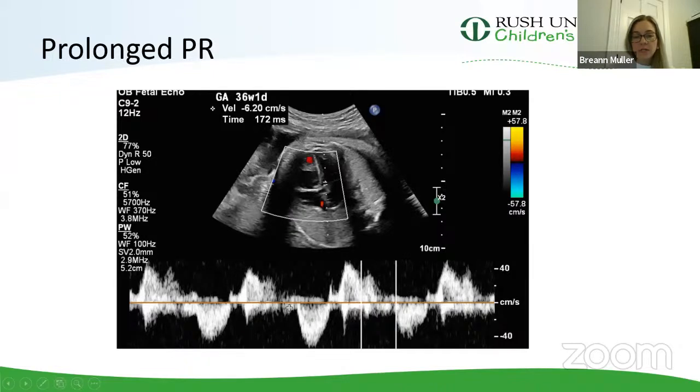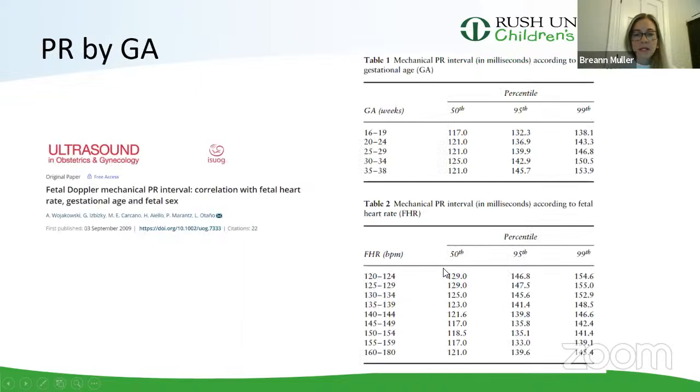This is a different patient at 36 weeks, who was on treatment for fetal SVT. Mom was getting treatment, and the fetus was developing a prolonged PR interval. But we just continued to monitor that, and no intervention was needed because it was related to the medications. So this is the mechanical PR interval. I just wanted to show that a study was done in 2009 that looked at how the PR interval changes throughout gestation. So that's important to remember.